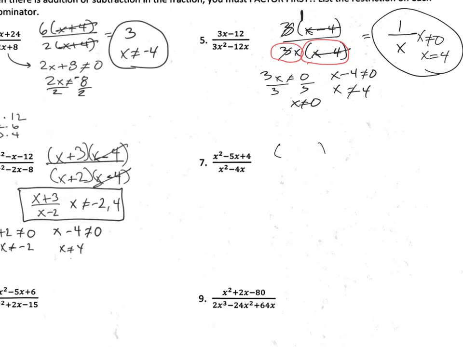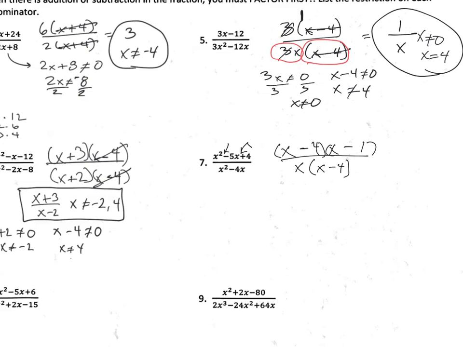Top part, two numbers: when you multiply, you get 4, but when you add them up, you get 5. So 4 and 1, and both of them will be negative, because when that second sign is a positive, that means both signs match the first one. And the denominator is just general, plain old greatest common factor. They have an x in common, leaves you with x minus 4.